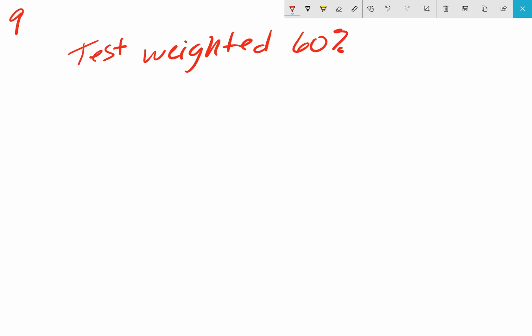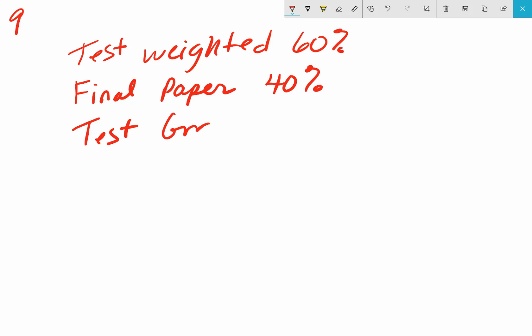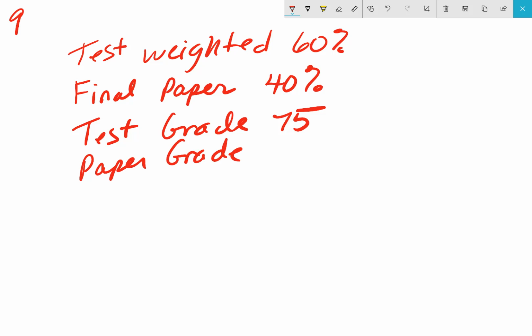Number 9 says, in Matt's marine biology class, the test was weighted 60%. So test is going to be weighted 60%. All right, the final paper was weighted 40%. So final paper was weighted 40%. And it says that the test grade was 75, and he got a 90 on the paper, so paper grade was 90. All right.